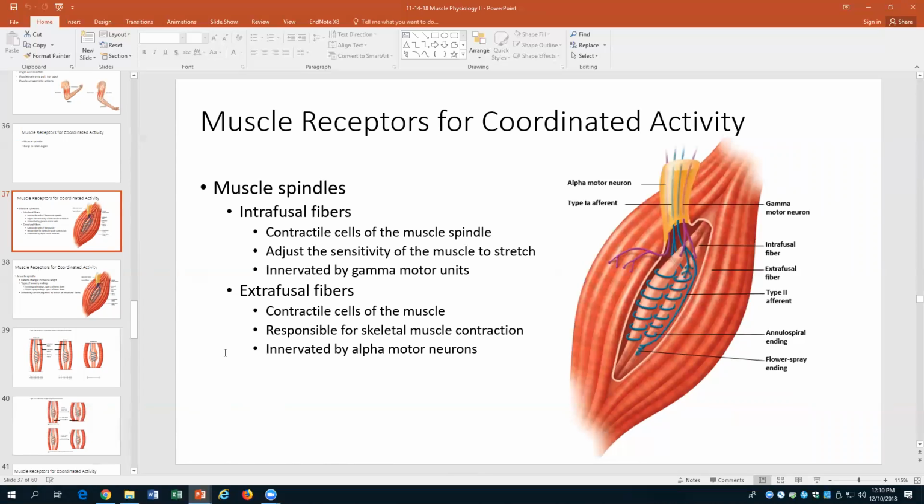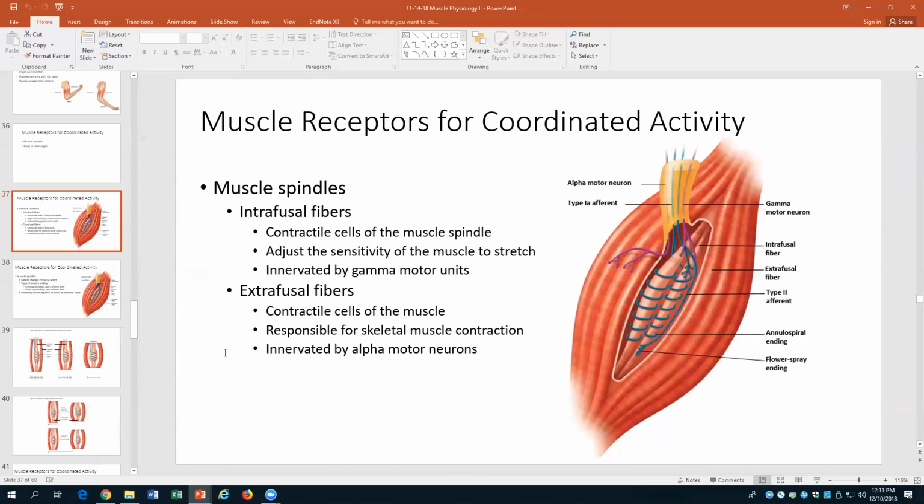They are just modified, and they're modified in that, one, they are associated with these two nerve endings we talked about. Two, they are innervated by a different motor neuron. So they're innervated by a gamma motor neuron, and they are intertwined with the annulospiral nerve ending, which is a type 1A afferent fiber, and the flower spray nerve ending, which is a type 2 afferent fiber. These two afferent fibers are going to pick up any changes going on in this muscle and send that signal to the central nervous system.